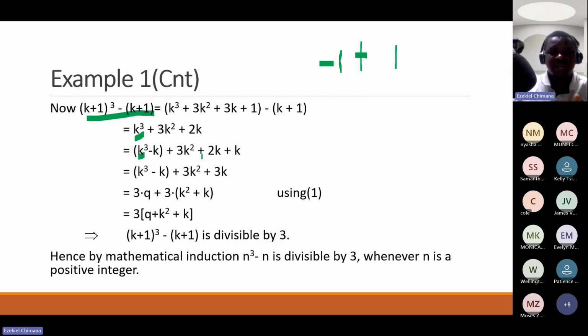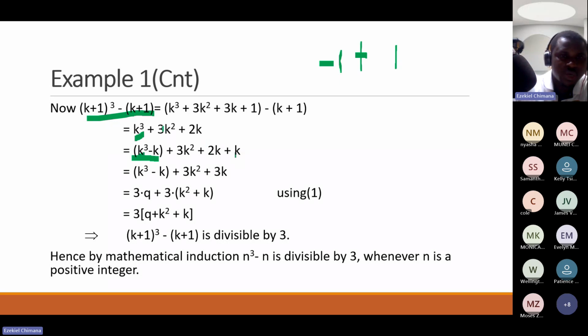So it's as good as we have added nothing here. We have subtracted a 1 and added a 1 at the same time. So we are subtracting a k here, k cubed minus k, something totally new which wasn't there. At the same time, we are adding a k here. So we are saying minus 1 plus 1 is a 0. You're adding nothing, we are subtracting nothing. So by doing so, we have k cubed minus k plus 3k squared plus 2k plus k.